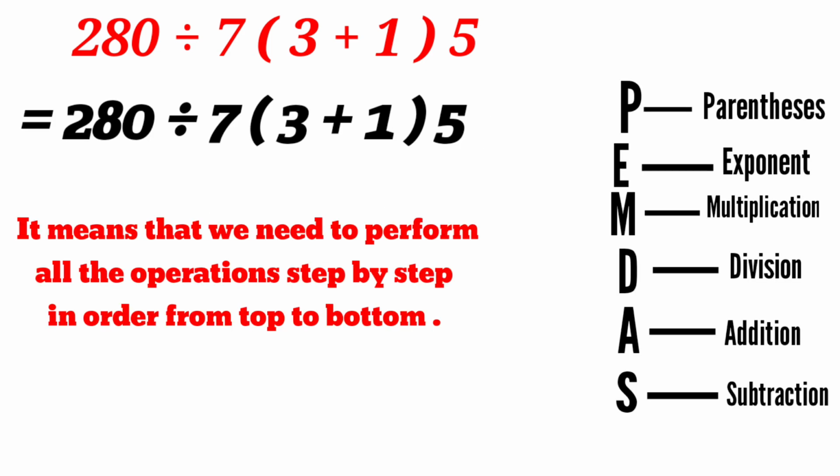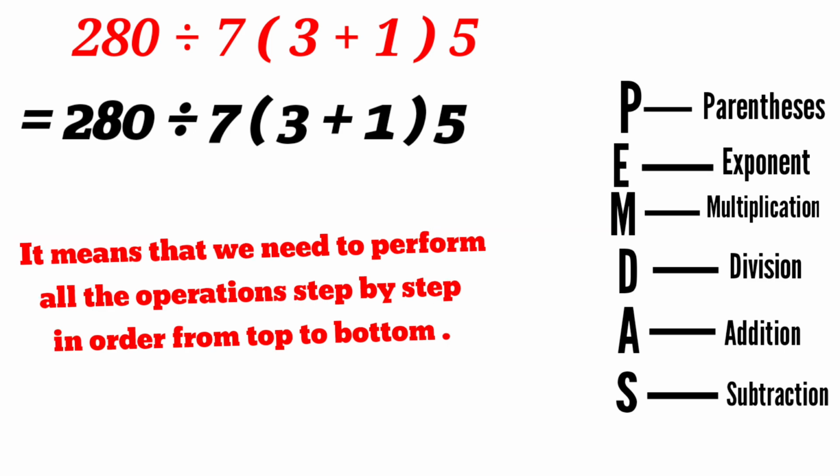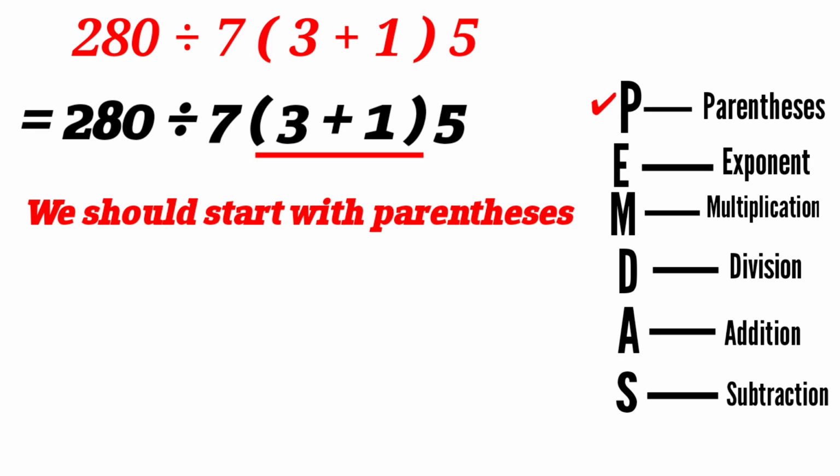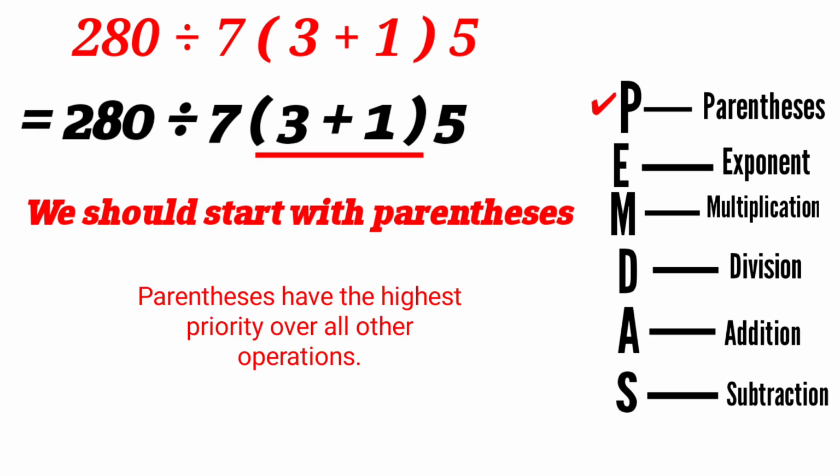280 divided by 7(3 plus 1)5. It means that we need to perform all the operations step by step in order from top to bottom. Use the rule of PEMDAS. P stands for parentheses. We should start with parentheses. Parentheses have the highest priority over all other operations.